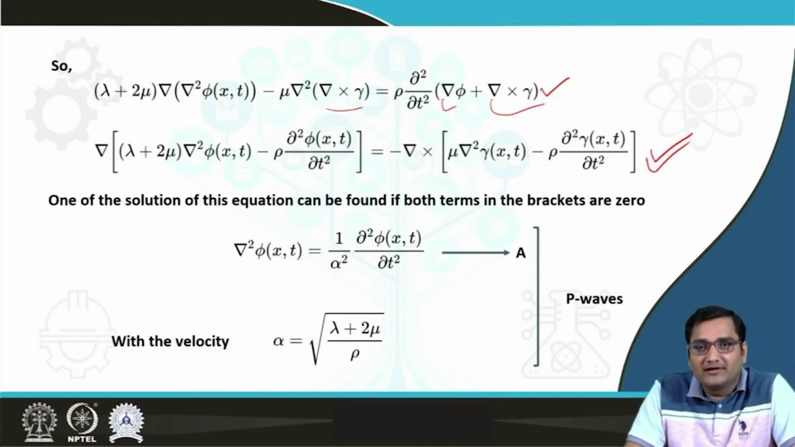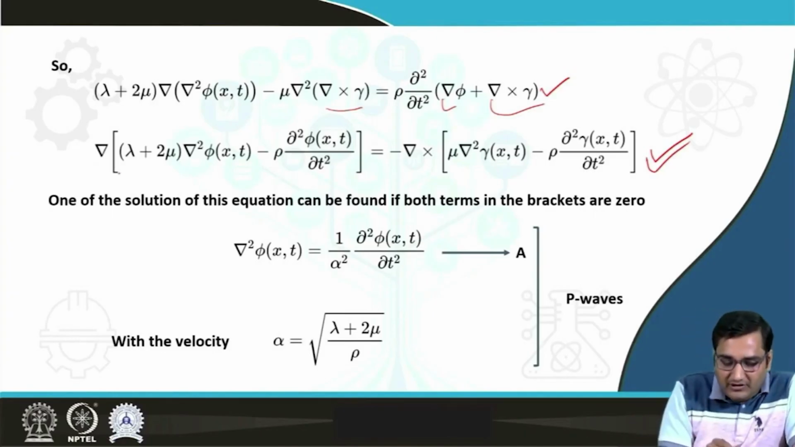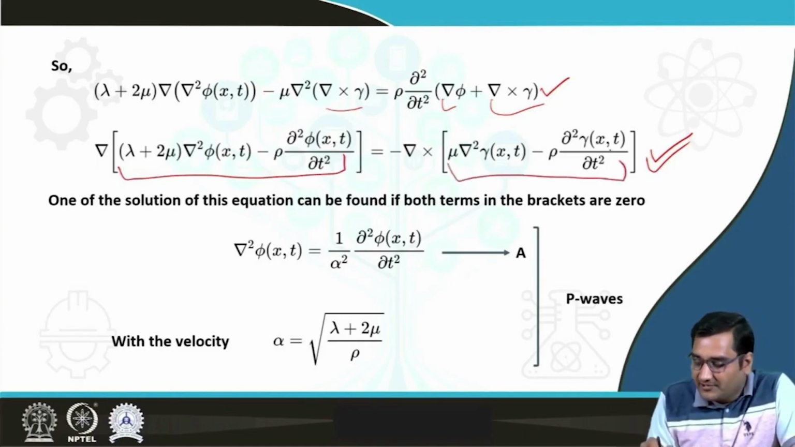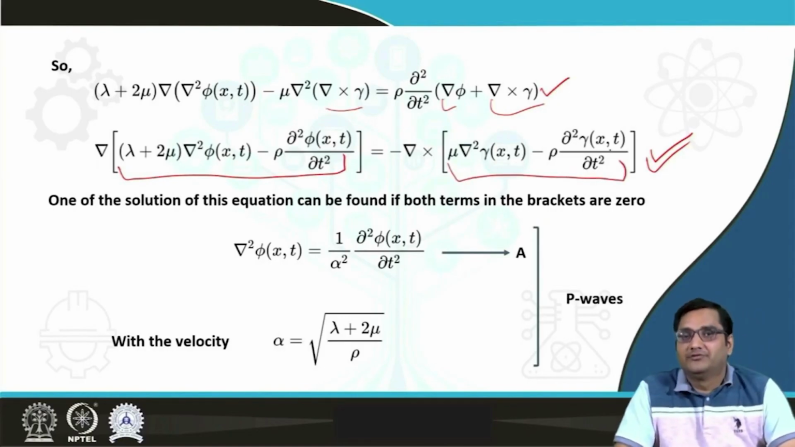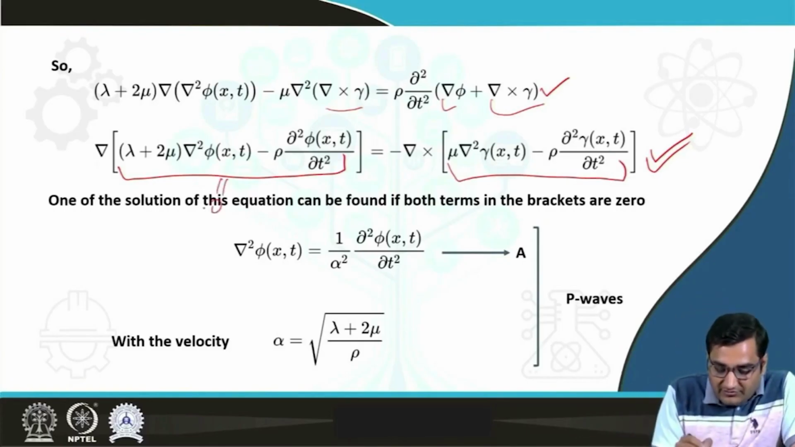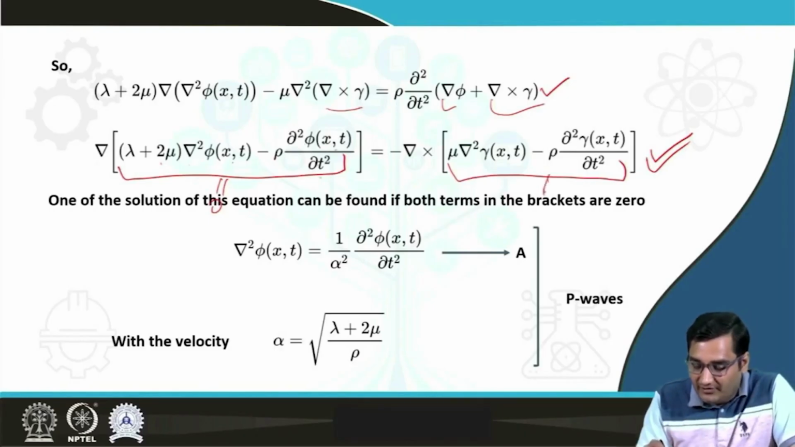To solve this equation, you will have to keep this term separately as 0 and this term separately as 0, and only then can you find the solution. When you set this equal to 0, it becomes (lambda plus 2 mu) del square phi(x,t) minus rho del square phi(x,t) by del t square. When you keep the other as 0, then mu del square epsilon(x,t) minus rho del square epsilon(x,t) by del t square becomes 0.